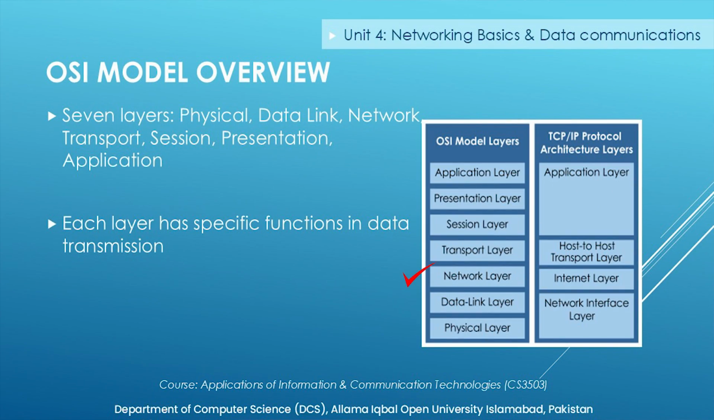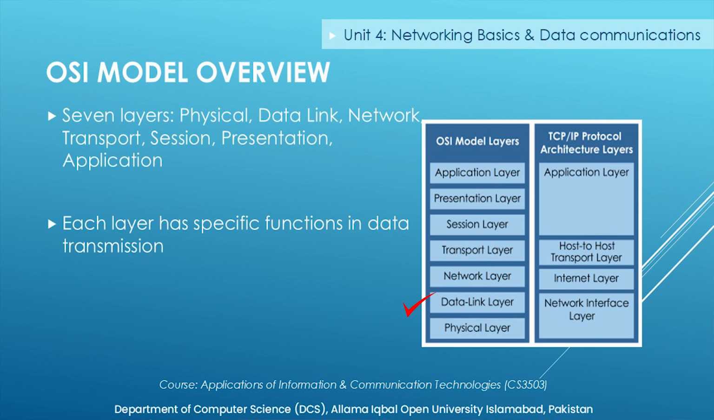Next is the network layer. Network layer provides the routing capabilities and the logical addressing. The logical address, as you already know, is the IP address. And there are different versions of IP. The most commonly used is IPv4.